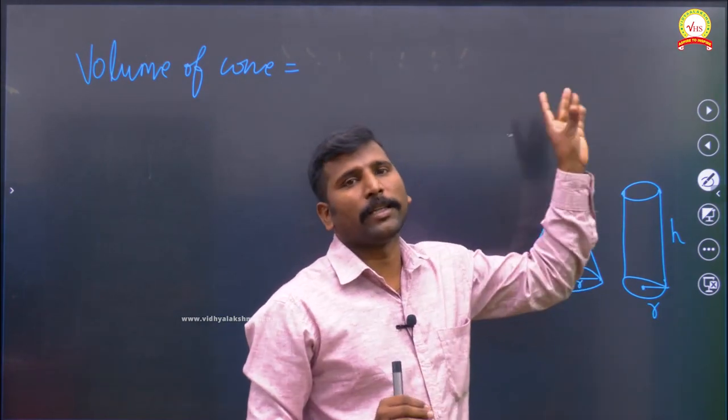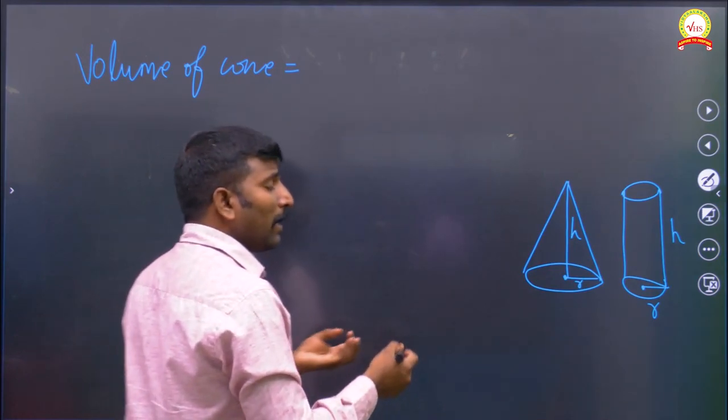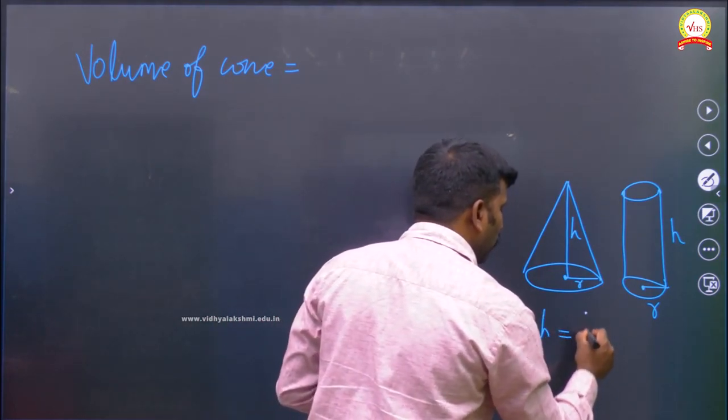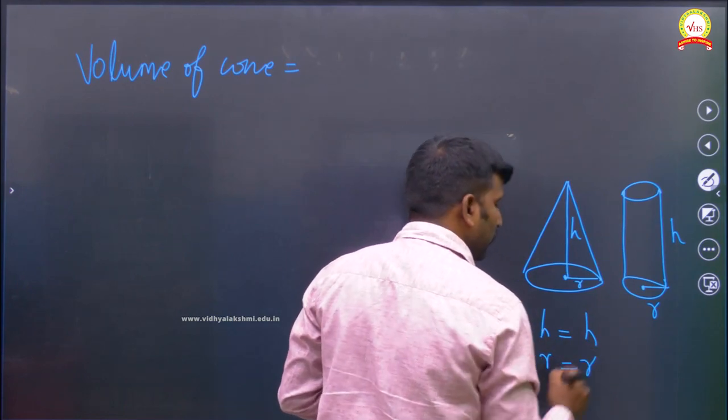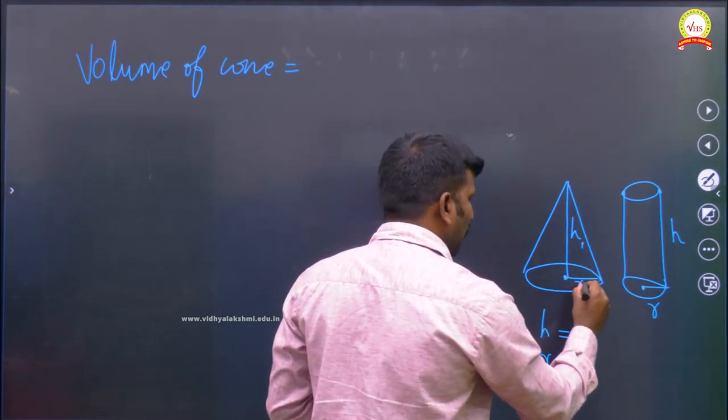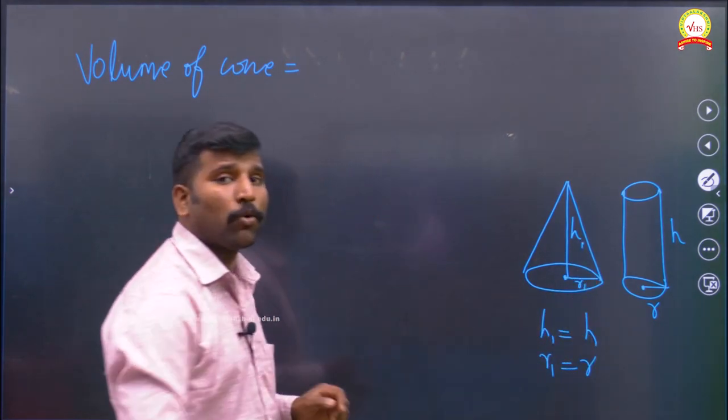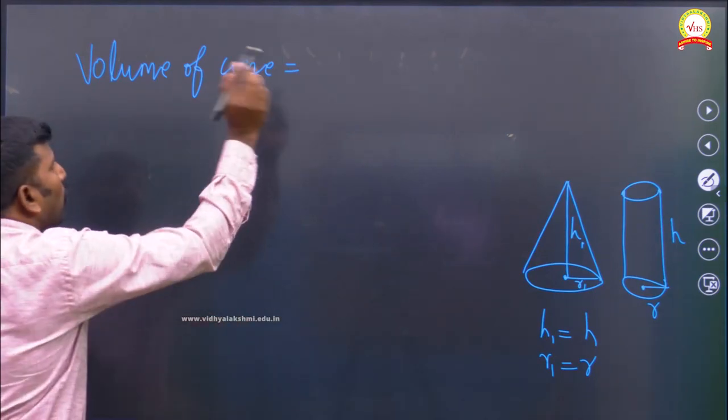Only then is this applicable. What is applicable? Here h is equal to h, radius equal to radius. Suppose you are taking h1 and r1, you take like this. Both are equal. So, volume of cone in the sense.